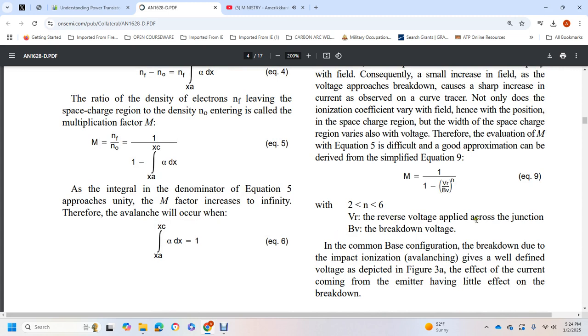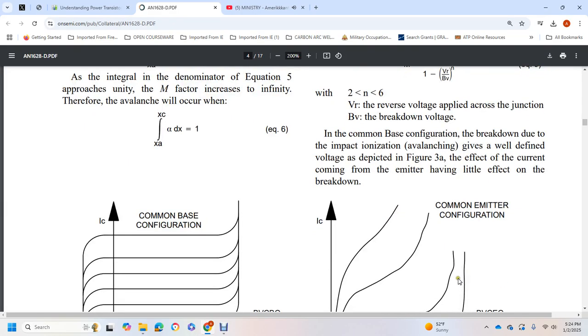VR is the applied reverse voltage across the junction, and BV is the breakdown voltage. In the common base configuration, breakdown is due to impact ionization avalanche and gives a well-defined voltage, depicted in Figure 3a, with the emitter current having little effect on the breakdown.